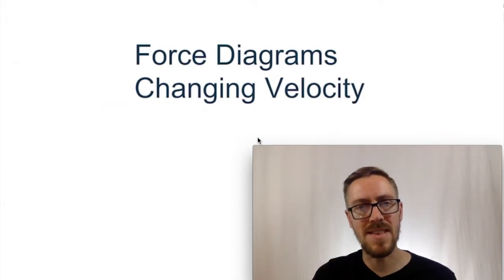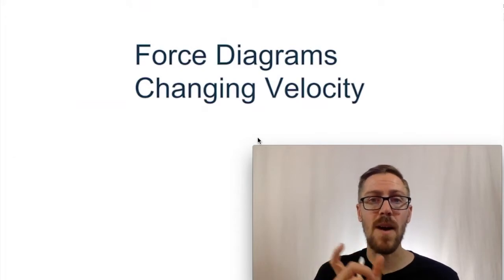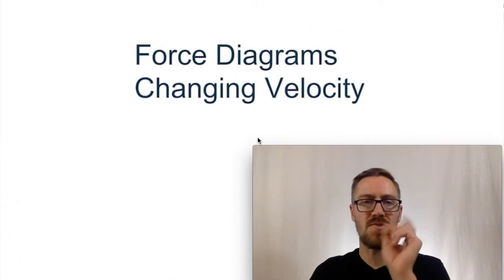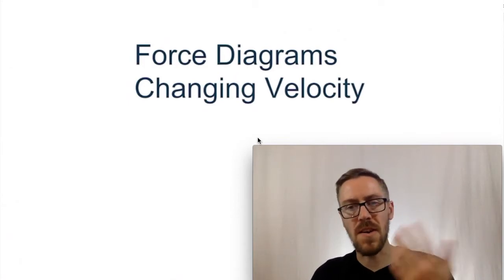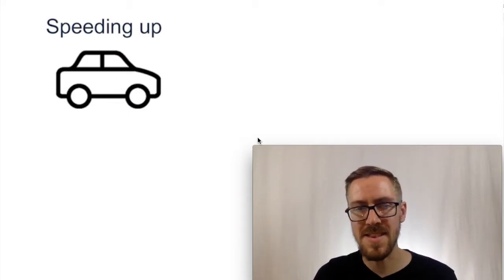So I want to talk specifically about something that's gaining or losing speed, because whatever way the object's velocity is changing, that's the way we need to draw our longest arrow. So here's a few examples, just for a recap's sake.